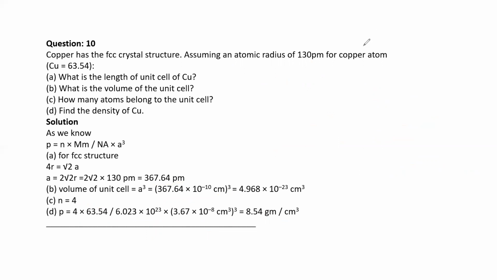Volume of the unit cell will be a cube. For any unit cell, volume becomes a cube. And the number of atoms per unit cell, that is Z, is equal to 4, or N is equal to 4. And the density of copper, by substituting the expression rho is equal to Z into M by a cube into Na, we got 8.54 grams per centimeter cube.